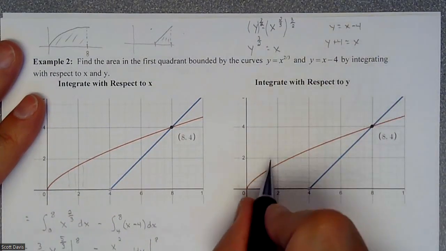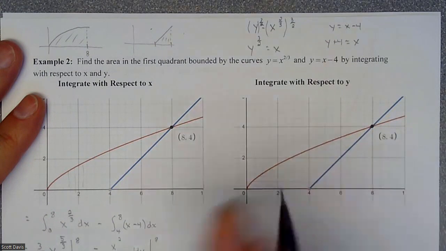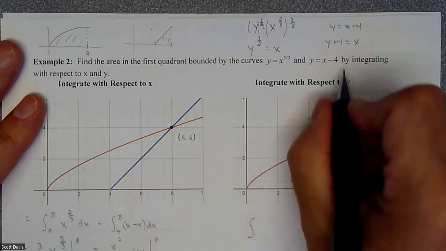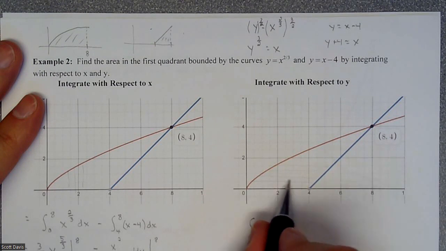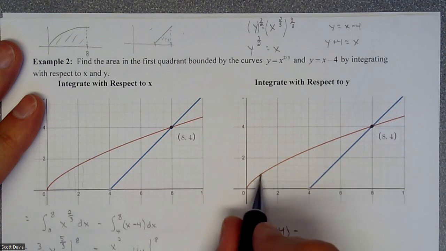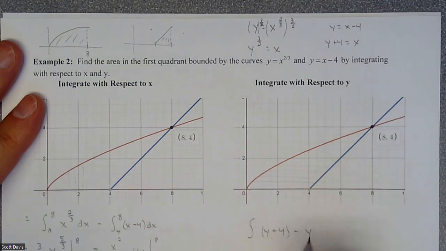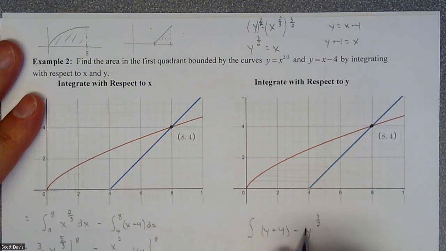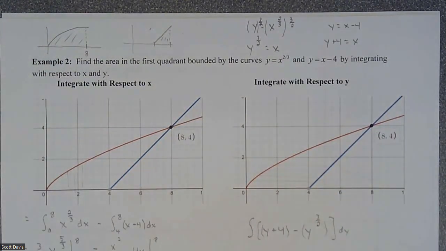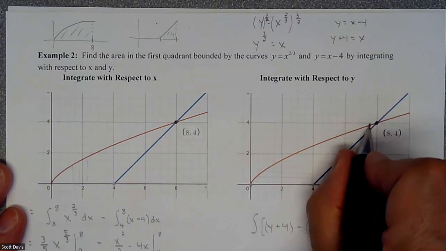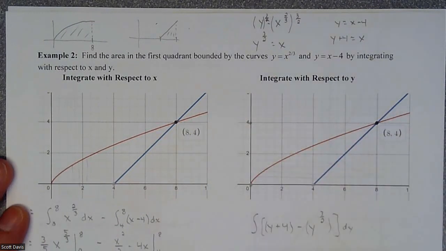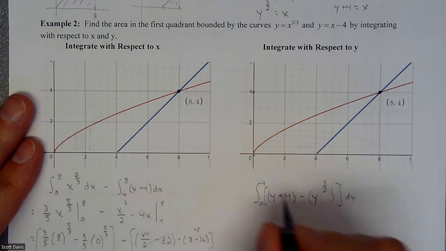The blue would be the farthest one out, and I would be subtracting the red from it. So I would do y plus 4, that equation, minus, because that's the farther one out, and I'm subtracting. So that would be the top, and then that would be the bottom, subtracting out y to the 3/2. And we would be doing that with respect to y. But everything is with respect to y, which means we're not going from 0 to 8 anymore. We're going from 0 to 4 now.